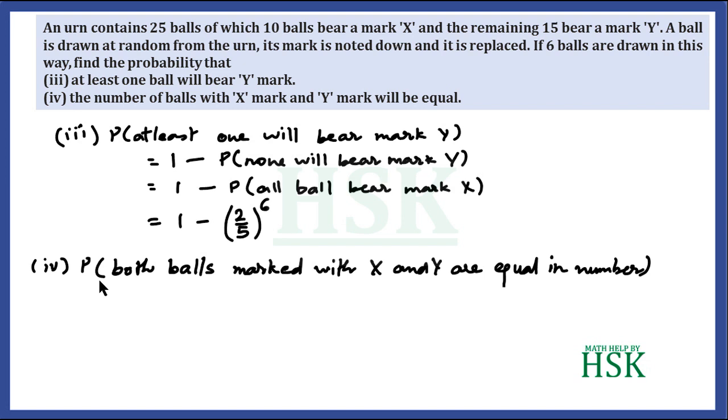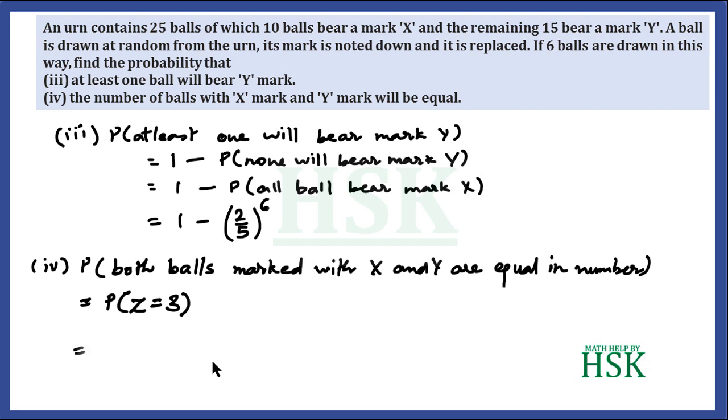And in the fourth part, we are required to calculate the probability that the balls marked with X and Y are equal in number. Because there are a total of 6 balls, we need the probability that we have 3 balls marked with X and 3 balls marked with Y. This would be equal to the probability of exactly 3 successes, because if 3 balls are marked with X, then the remaining 3 balls will be marked with Y.